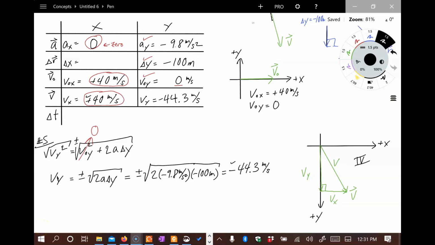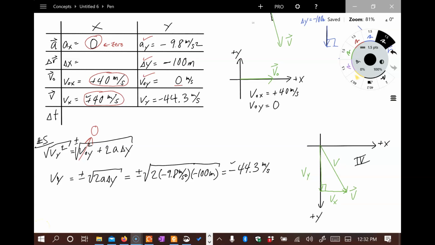Now look at our table. We know everything except for delta t and delta x. I can solve for delta t in the y column here, and then I can use it in the x column, and I can solve for delta x. So that's what we're going to do here, okay?